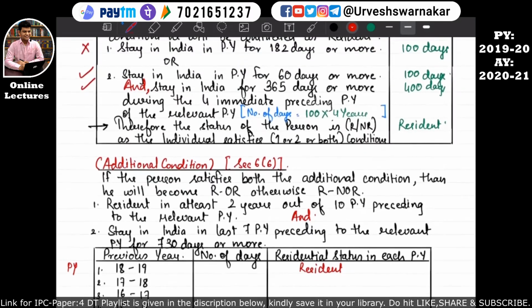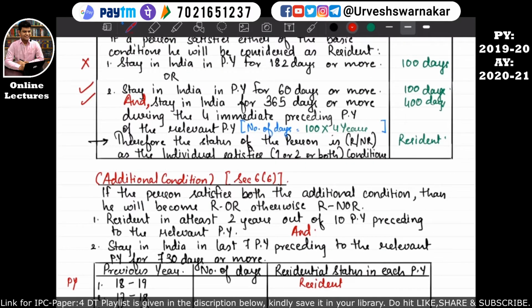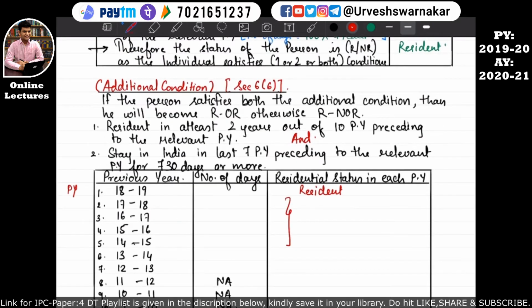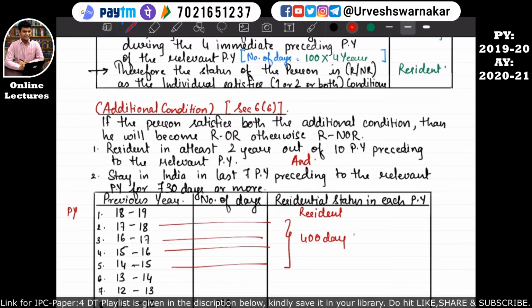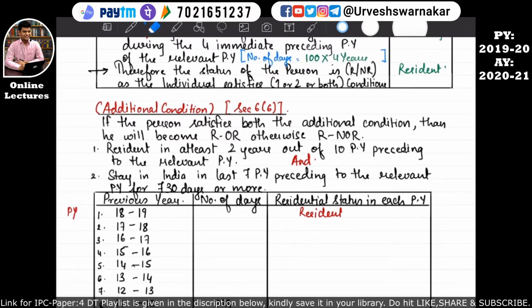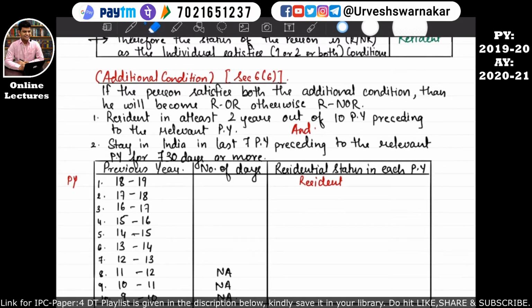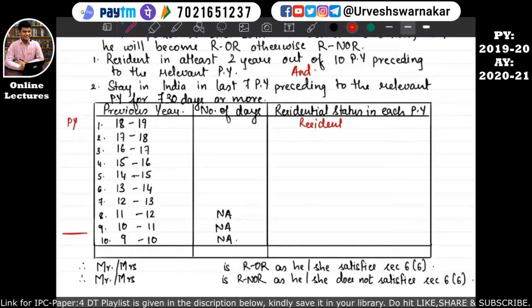How come? So see here, for the previous year 18-19 he stayed in India for 100 days, which is 60 days or more. For the preceding years, this year also it will be 400 days. See, 400 days only. That means he will again be resident in 18-19. So for the previous year 18-19 also he was resident. So understand here that till financial year 10-11 he visited India 100 days in each previous year. So we'll write it here, 100 days.